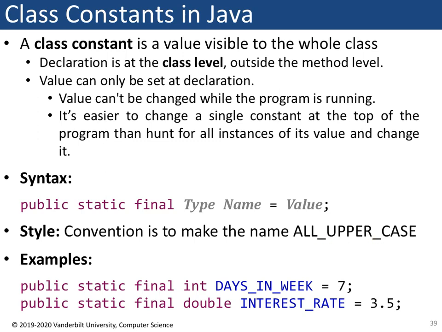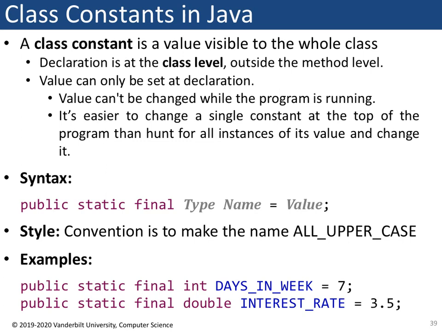So an example of this would be public static final, then the type is integer, the name of the class constant would be DAYS_IN_WEEK, then we use the assignment operator, and the value which is assigned is 7. So obviously the value which is assigned must be of the type integer. So we are assigning the integer value 7 to DAYS_IN_WEEK, and that value will not change. So anytime we access that constant, whichever class it is used in, the value will always be 7.